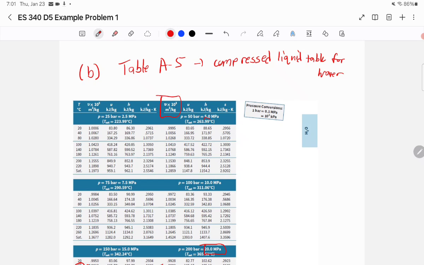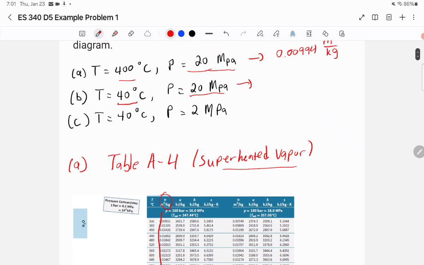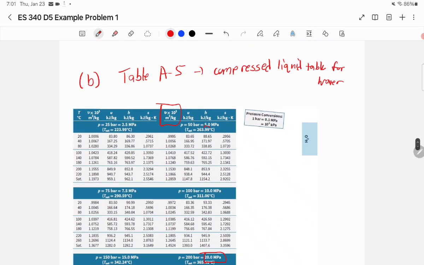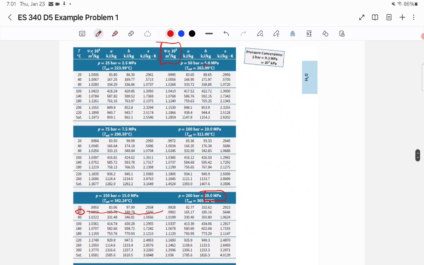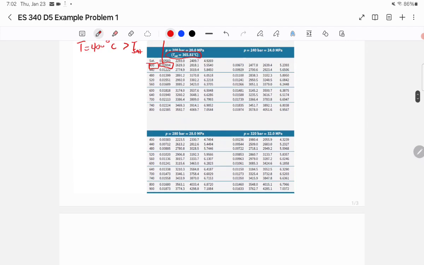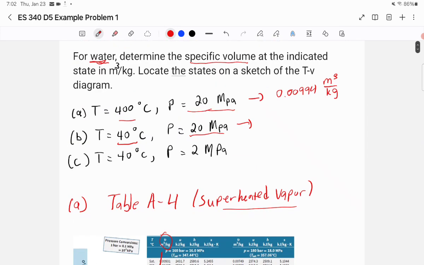Okay, so now we have to be careful. Notice that before, up here, it was just meters cubed per kilogram in the superheated vapor table. But here, it's times 10 to the third. So if we want to undo that times 10 to the third, we actually have to multiply the value that's shown here by 10 to the minus 3. So this is something we're going to have to keep in mind when dealing with these tables. So this is the specific volume, and it's right here. That's my answer, 0.9992, but I have to multiply by 10 to the negative third.